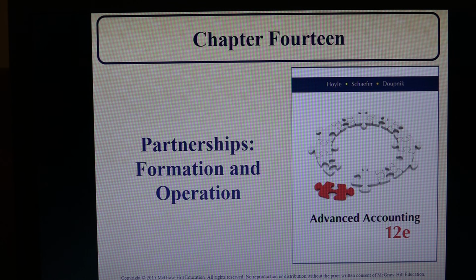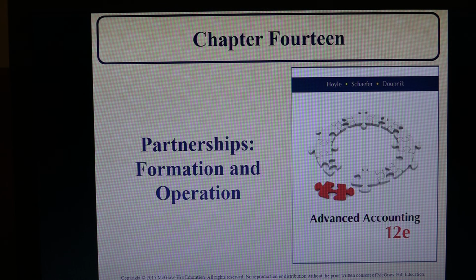Okay, Chapter 14, Partnerships, their formation and operation. This is probably, for most of you, the first and maybe only time, in this chapter and in Chapter 15, where you get any sort of exposure to accounting for partnerships. So I thought I'd be remiss if I didn't cover these chapters.